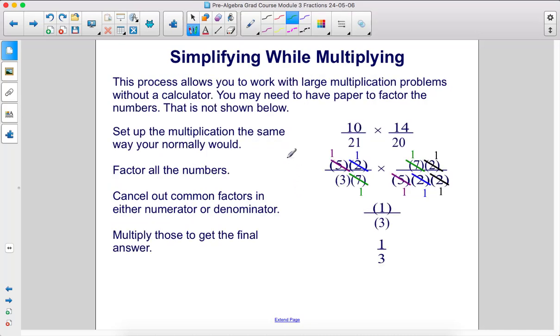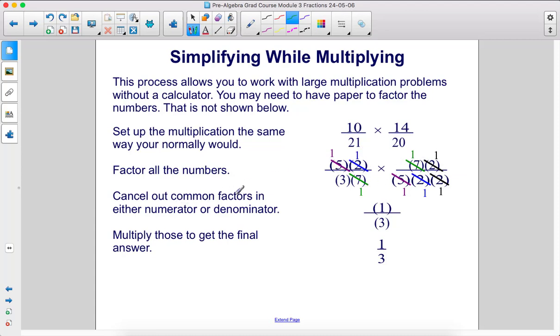This process allows you to work with large multiplication problems without a calculator. You may need to have paper to factor the numbers. That is not shown below. So here we have 10 over 21 times 14 over 20. So we set up the multiplication the same way we normally would, but now we're going to factor everything.